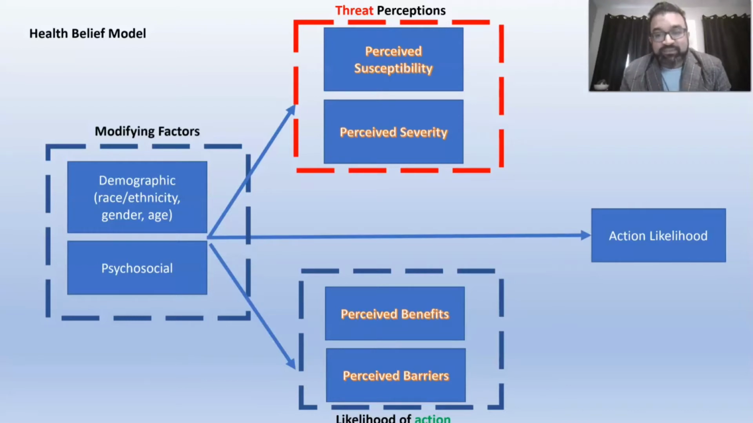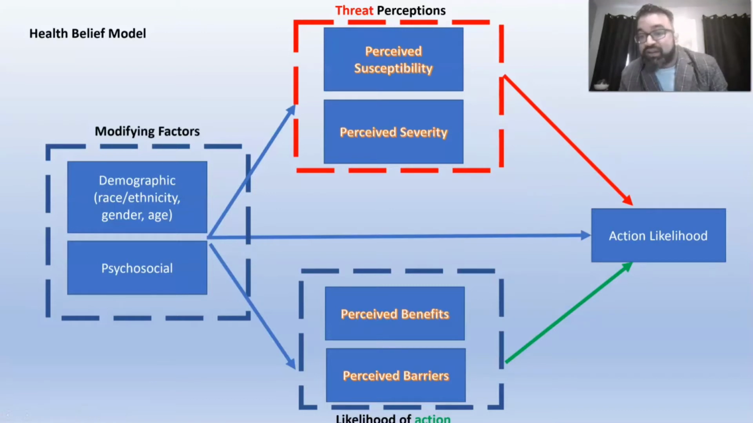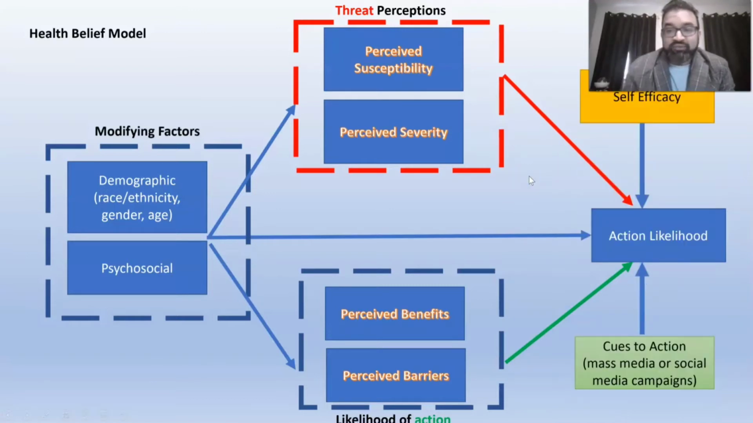It took 3 to 4 decades before we realized that there were multiple things that could be modifying that action likelihood. And one of those things is cues to action. So mass media, social media campaigns, we're seeing the impact of that in real time now more than ever. So these factors were incorporated later on. And then self-efficacy: the confidence that you will be taking that action is what self-efficacy is. So these are all very important.